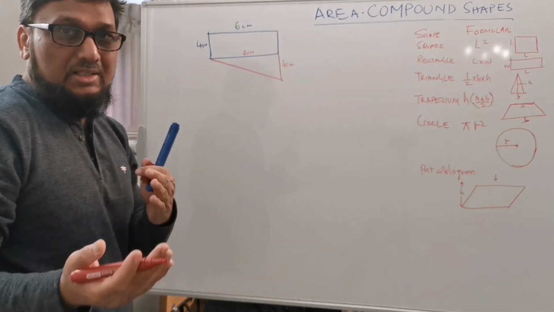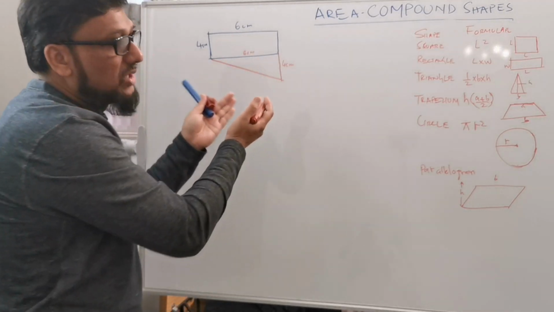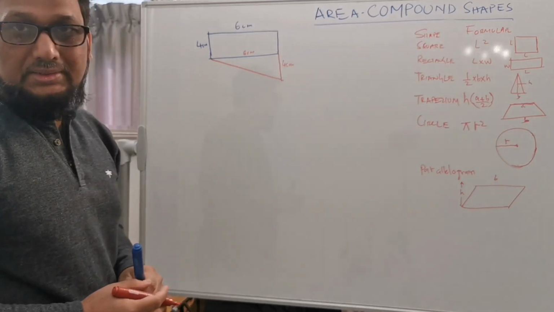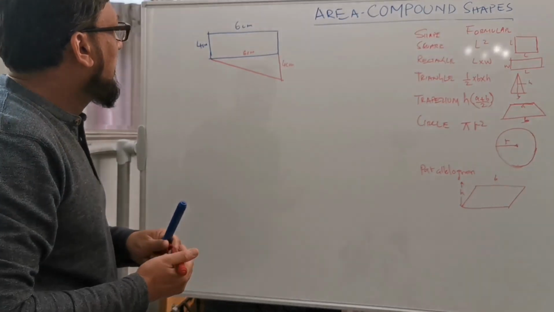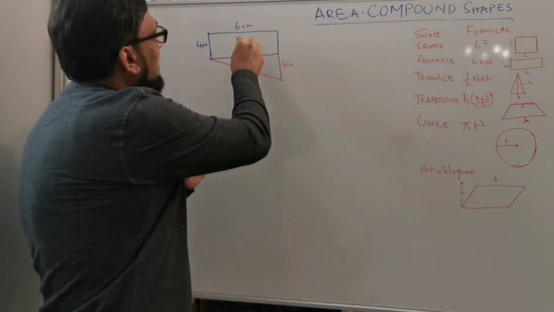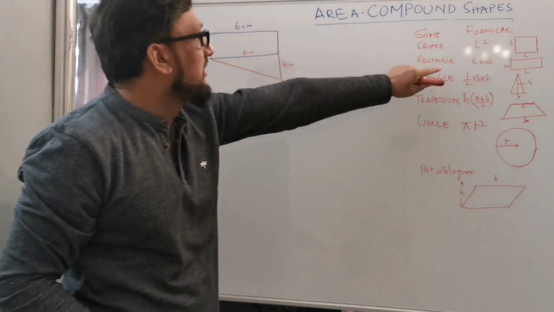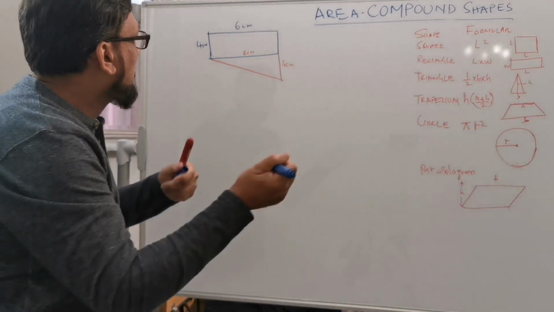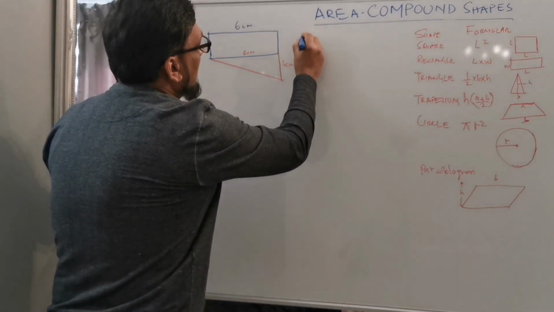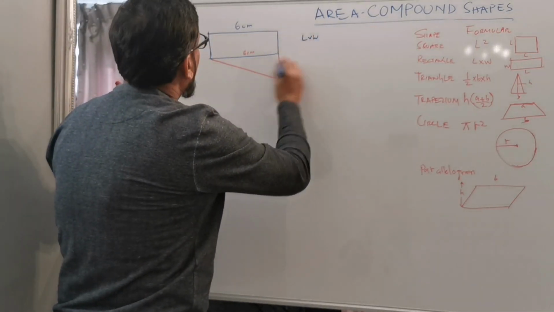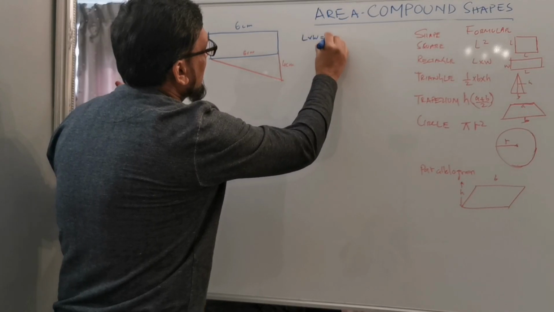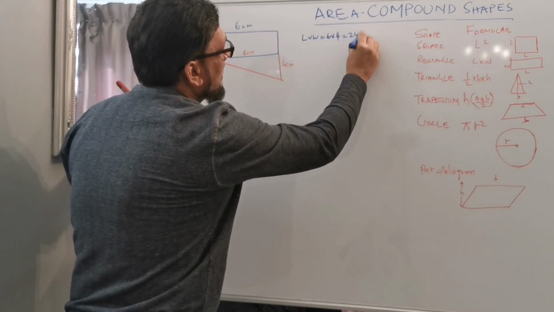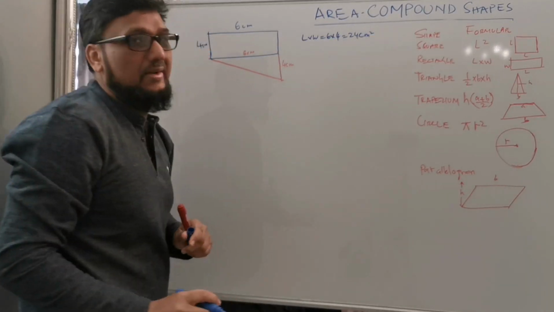In the same way, first you need to work out the area for the rectangle and then you find the area for the triangle. The area for a rectangle is length times width, so simply length times width, which is 6 times 4, which is 24 centimeters squared.